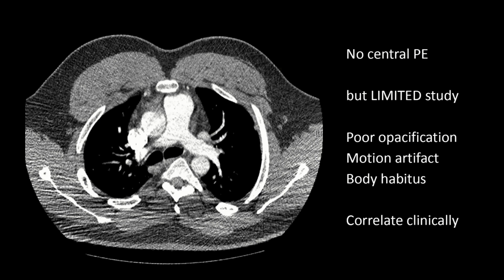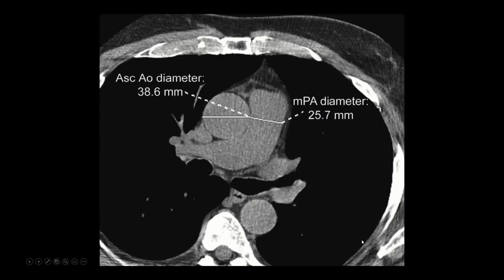So it's good that there is no PE, but you can see the pulmonary artery size, and maybe you can measure the pulmonary artery on a CAT scan, like you did with the chest X-ray, to diagnose pulmonary hypertension or even to predict the actual pulmonary artery pressure from the CAT scan.